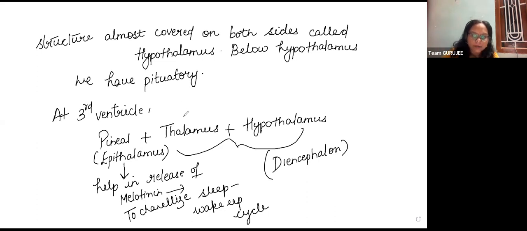So for thalamus, you can write one point here that all the decisions are taken at thalamus. Okay. So actually, see, I told you now that this is the third ventricle.